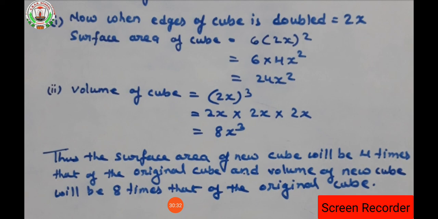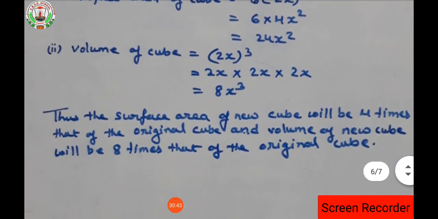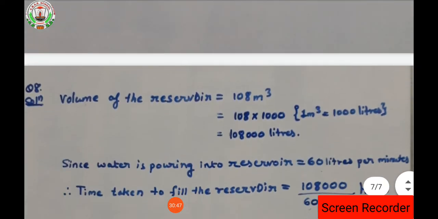Clear up to here? That means if the edge is doubled, the surface area will be 4 times, and the new volume will be 8 times the previous volume.